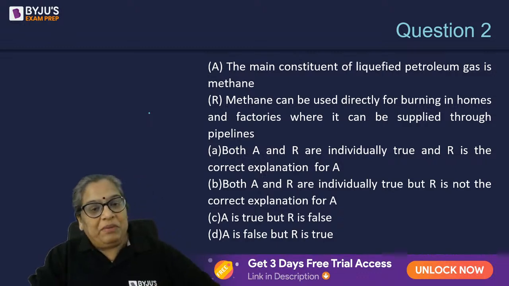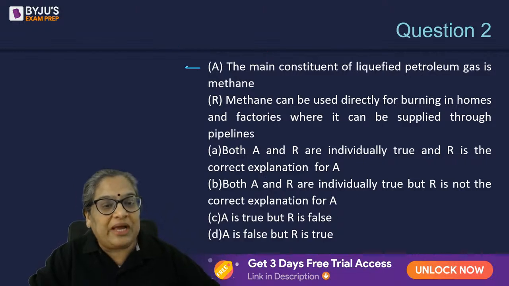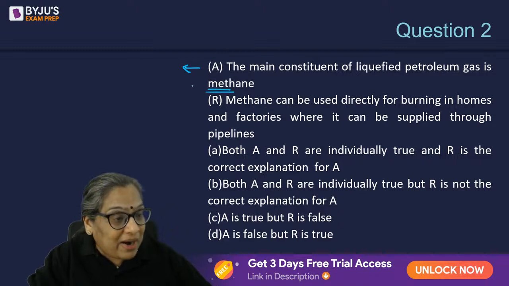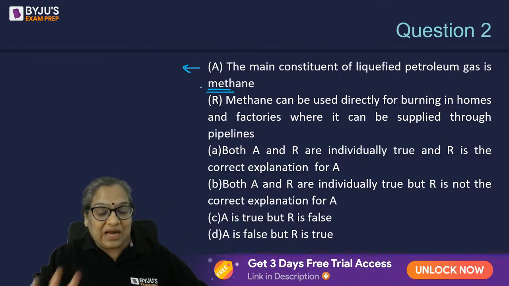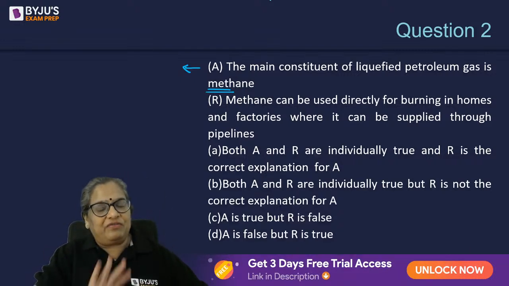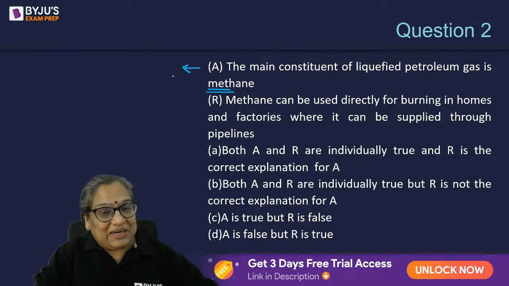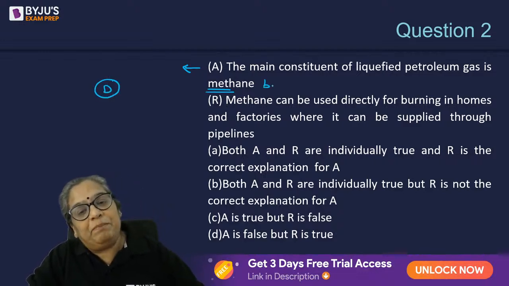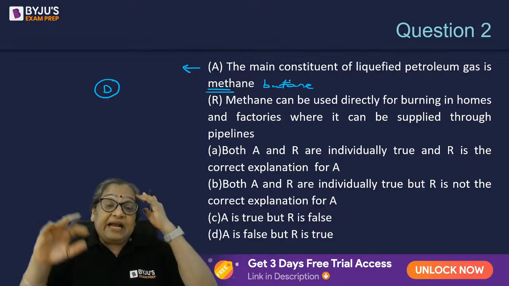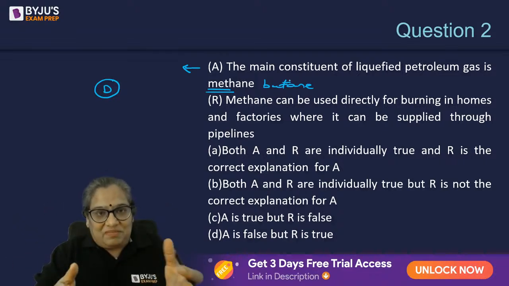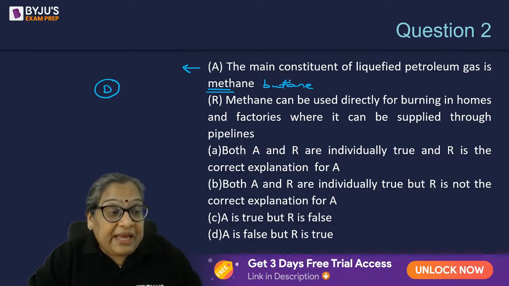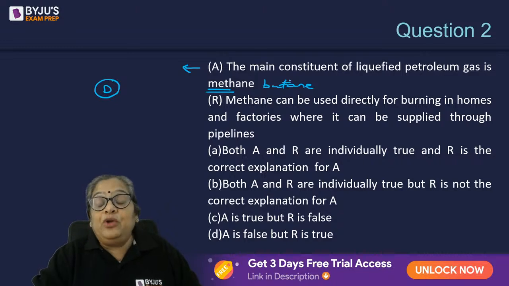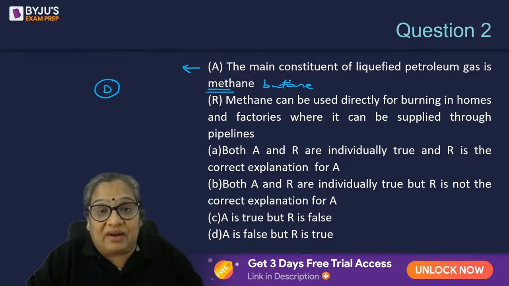All right. Now, please check this. You have Google Guru. You can check. The main constituent of LPG is, we all marked A, the year that this question was asked in CLAT. We all marked A. All right. But the answer is D. The main constituent of LPG is not methane but butane. This is what the answer was. Methane is very volatile. You can't have a gas cylinder full of methane.